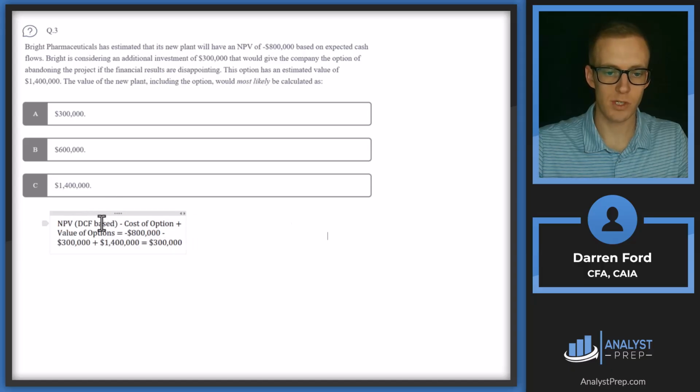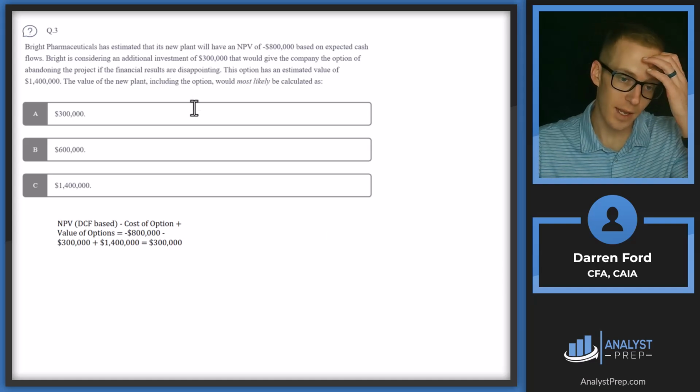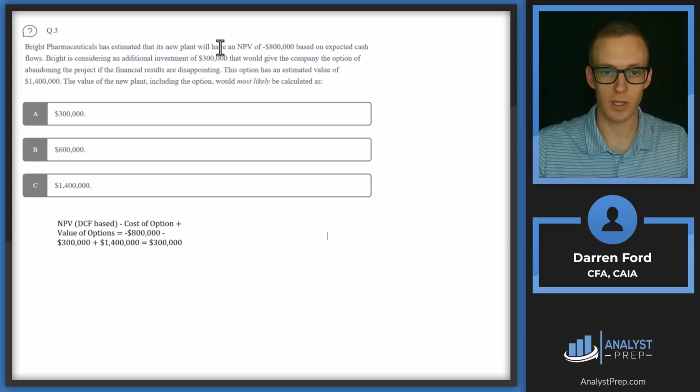So we're going to take our original NPV, which would be that minus 800,000, and then we're going to subtract the cost of that option to us, which will be 300,000. Essentially that option is kind of insurance for this project. So if it goes poorly, then we would get a payout, which is what this estimated value of 1.4 million is. So we subtract out the cost of the option, and then we add the value of the option. So we go from negative 800,000 and minus 300,000, and then we add in the value of that option of 1.4 million, which brings us to 300,000.